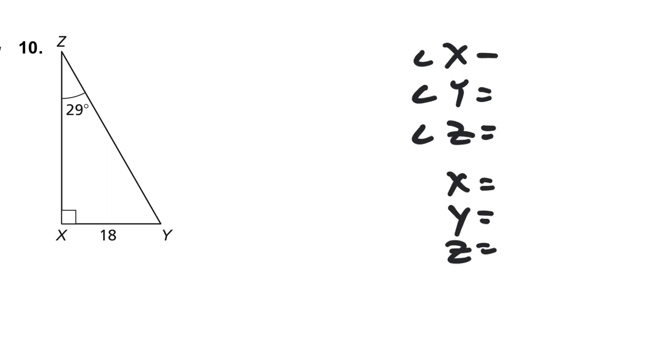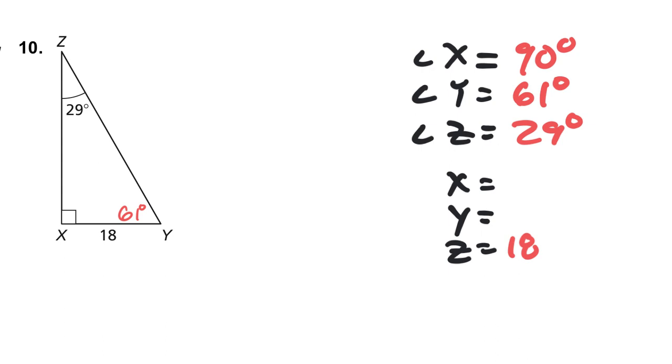Now here's what I know so far is I know Z is 29 degrees and I know X is 90 degrees. So if I do my triangle sum theorem and subtract those from 180, I get 61 degrees for angle Y. And I might actually write that in my problem. I also know little z, which is across from big Z, is now 18. Again, we have little z, little x, little y.